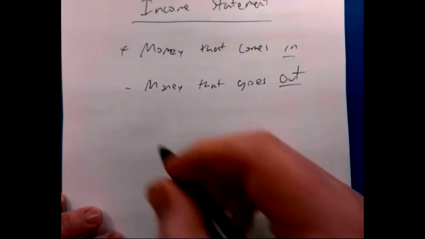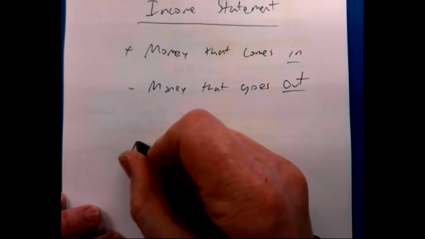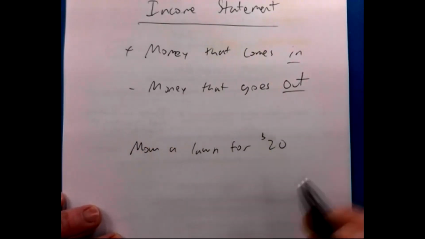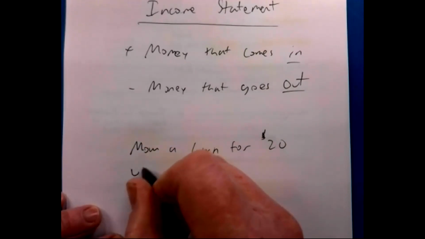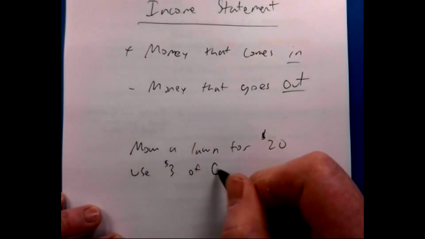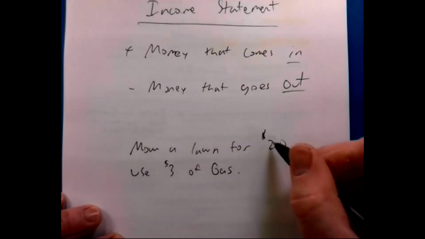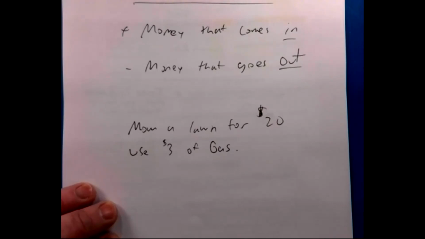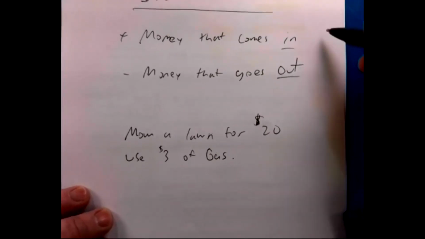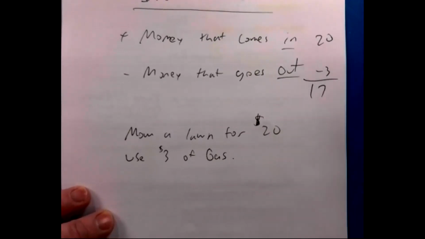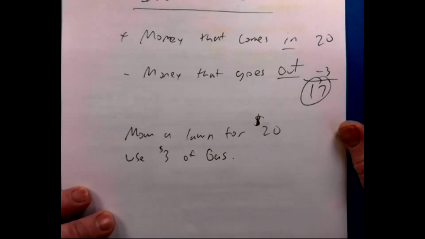And just to give you an example, suppose that I mow a lawn for $20, and I use $3 of gas. I probably don't even have to tell you how much money you made on this, right? You just naturally know that $20 came in, $3 went out, you made $17. That's all the income statement is: what came in versus what went out, what's left over.